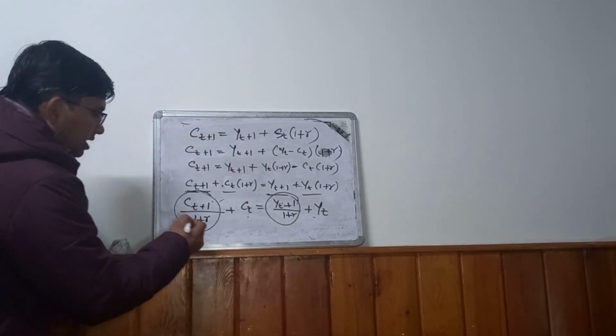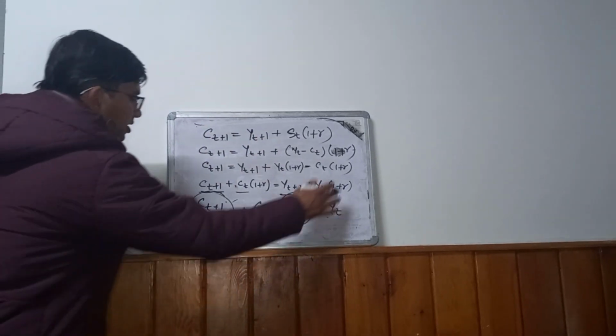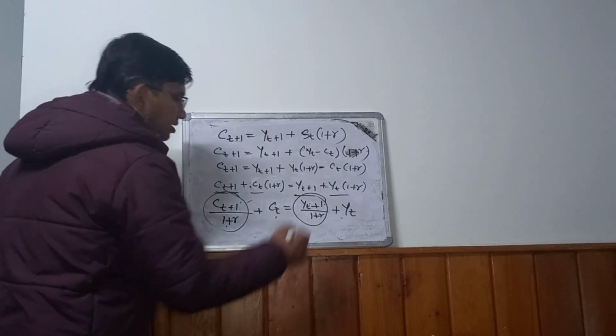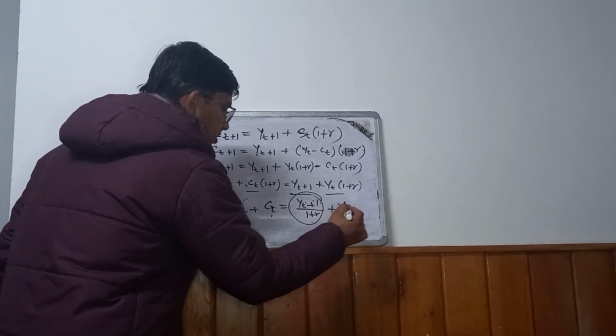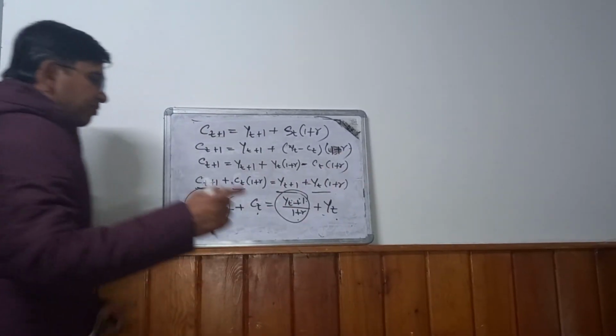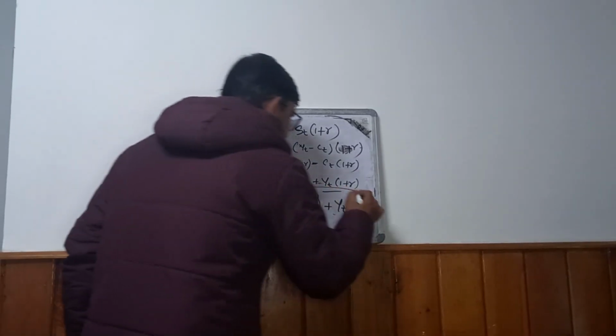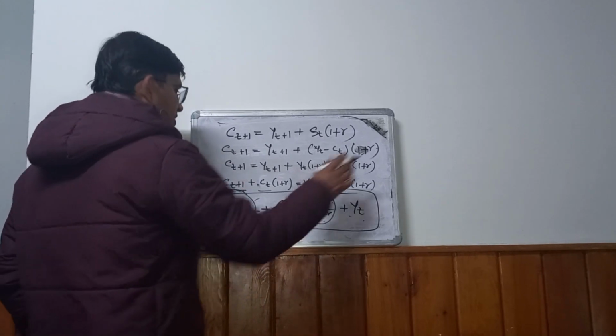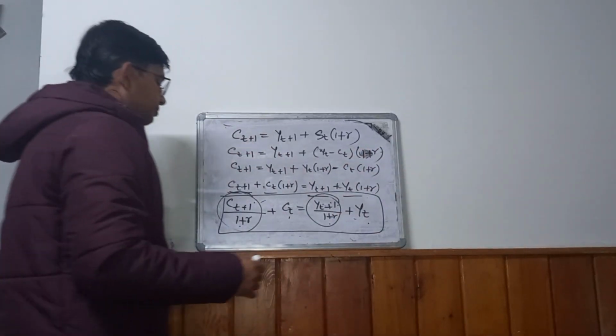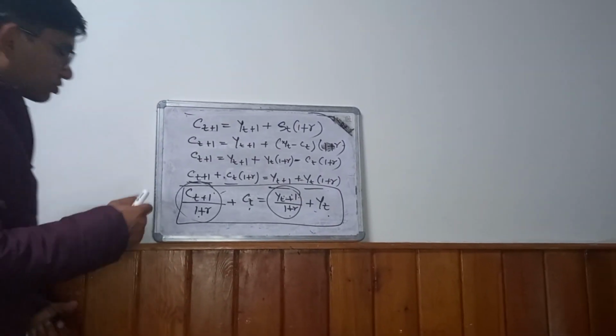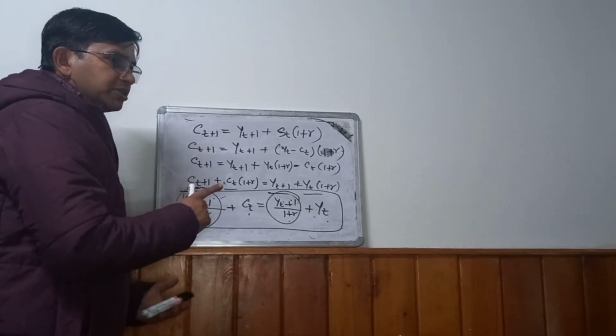So what we see, the present discounted value of future consumption plus current consumption, and the present discounted value of future income plus current income, these two sums must be equal. So this is the budget constraint of the consumer. So this is called the intertemporal budget constraint.